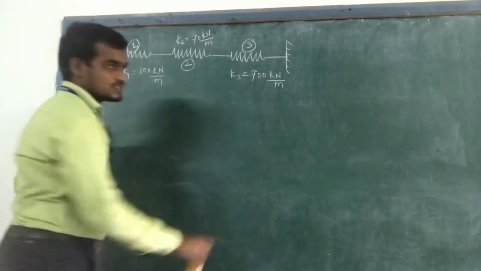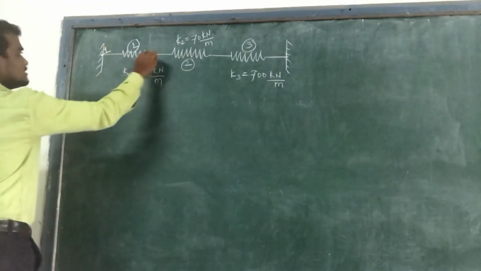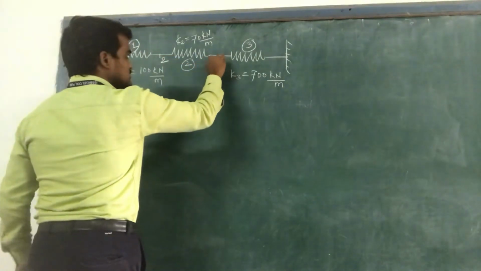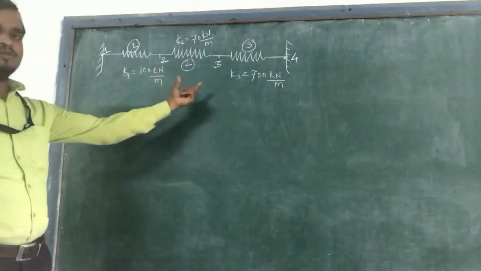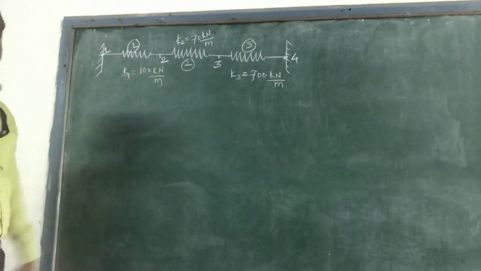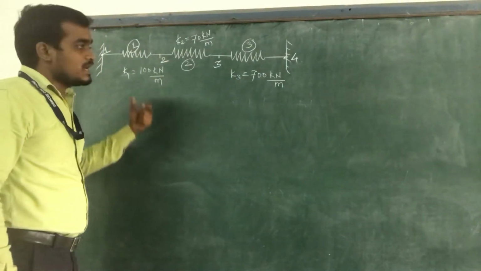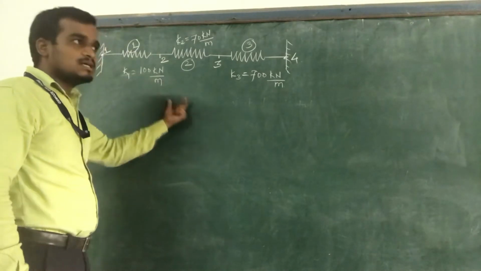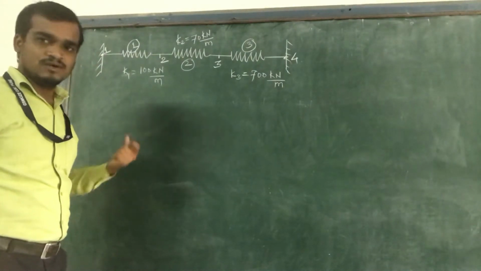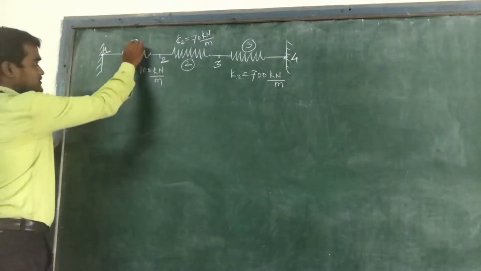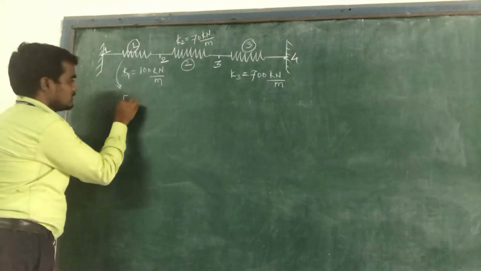First we have to denote the nodes for this spring system. This is the first node, this is the second node, this is the third node, and this is the fourth. As there are three elements, there should be 4 nodes. For each element we construct an elemental stiffness matrix first, and using these we will construct our global stiffness matrix of order 4 by 4. First, for the first element we construct the elemental stiffness matrix E1.